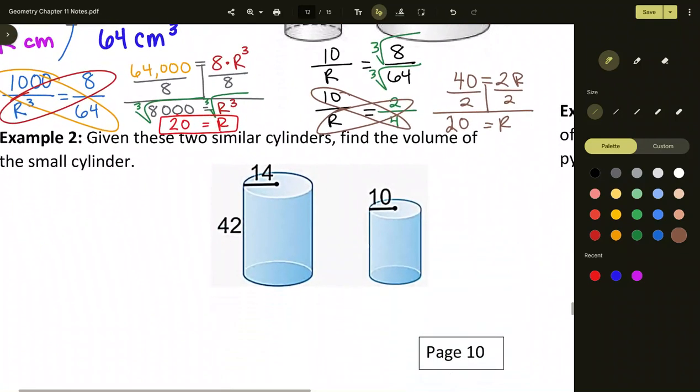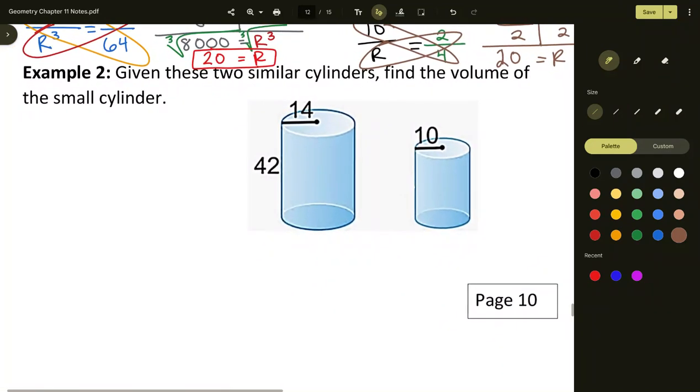All right, let's try example 2. Example 2 says, given these two similar cylinders, find the volume of the small cylinder. All right, so I have a height and a radius, and then just a radius. So let me think here.